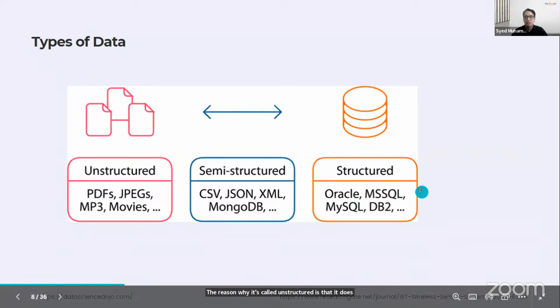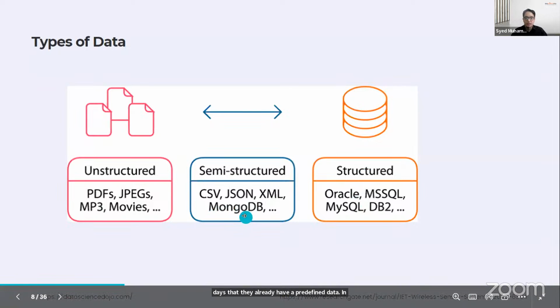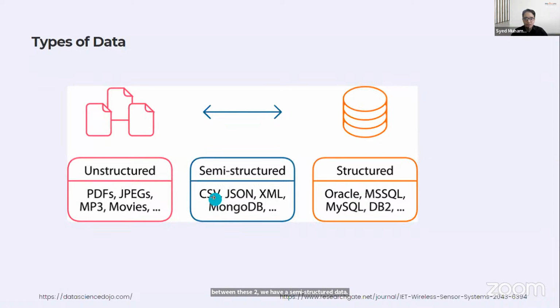On the other hand, we have our structured data, which are usually our SQL databases such as MySQL or SQL Server. The reason why these are called structured is that they already have a predefined data model. In between these two, we have semi-structured data, which could be your comma separated values, JSON objects, or your NoSQL databases. So let's think about it for a few seconds: the problem that we are trying to solve, the document search problem, the data inside that problem, what sort of data is it? Is it unstructured? Is it structured?